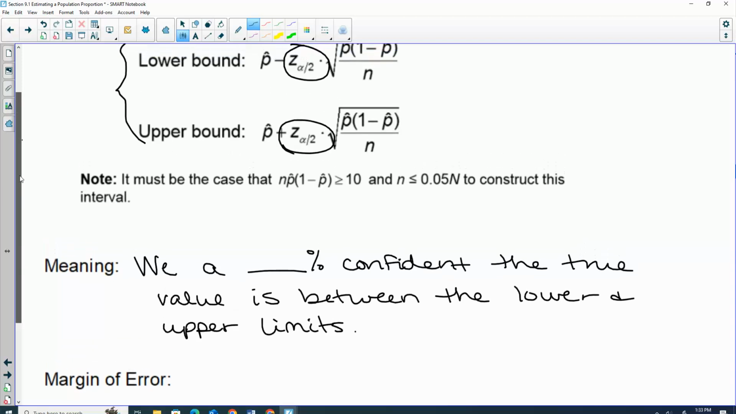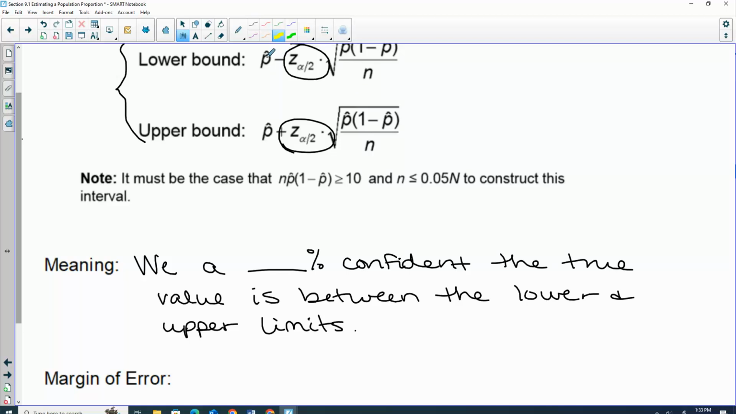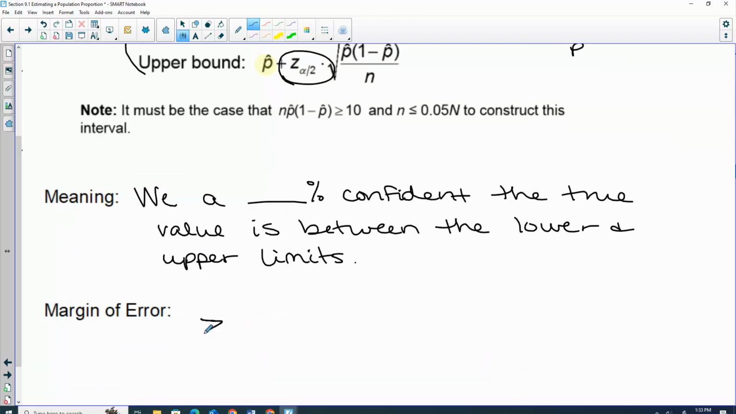The margin of error is what we are adding and subtracting. So notice both of these are centered around p hat. Like the picture I drew before, p hat is the middle. To get the lower, you subtract your error. To get the upper, you add your error. So the error is that z alpha over 2 times the square root of p hat times 1 minus p hat over n. So the error is just how much we add or subtract to get our window.